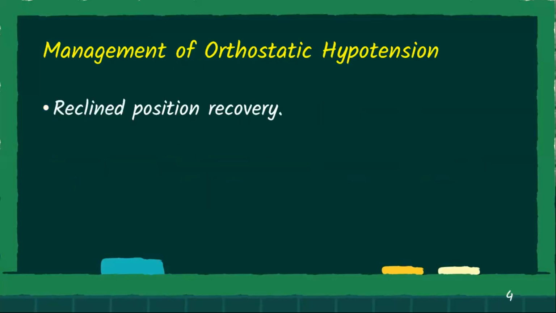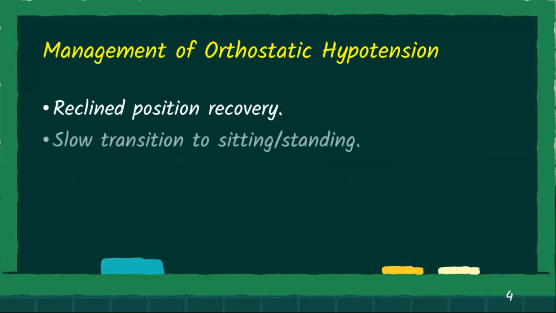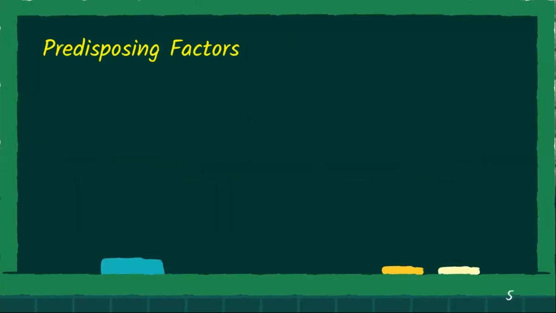To manage orthostatic hypotension, have the patient recline until symptoms disappear. They should then sit up slowly on the edge of the chair before standing. Blood pressure should be monitored in the different positions to ensure safe recovery.